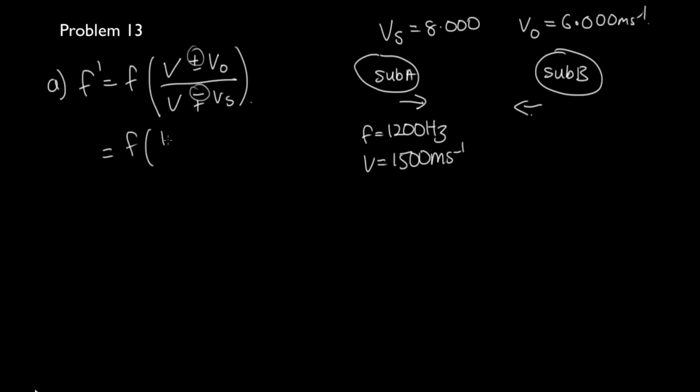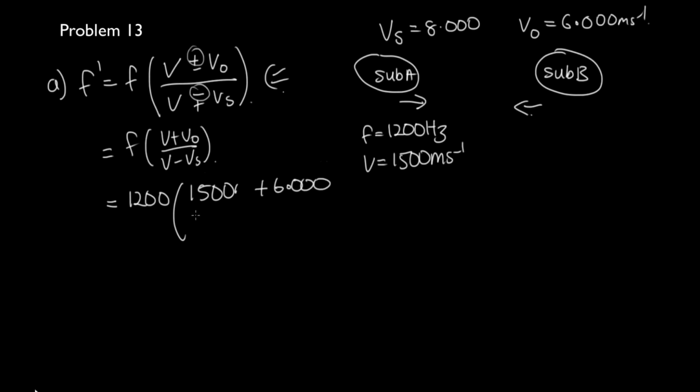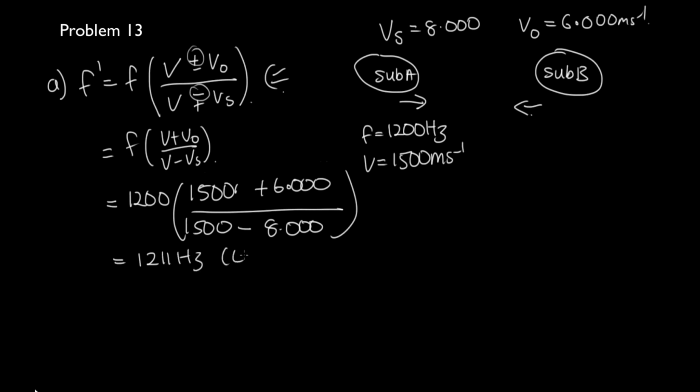So we've got f equals f_s times (v plus v_o) over (v minus v_s). Okay, so now we can substitute into this equation. The frequency of the source is 1,200, the velocity of sound in water is 1,500, the velocity of the observer is 6, over 1,500 minus the velocity of the source, which is 8, and then solving that on the calculator we get 1,211 Hertz, and that's to 4 significant figures, as everything's given to 4 significant figures.